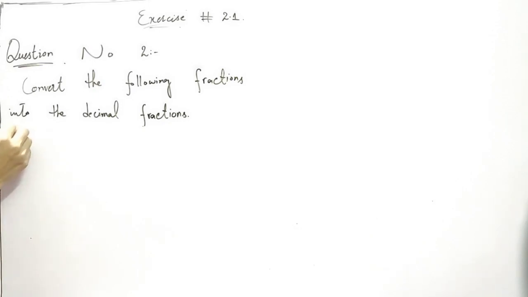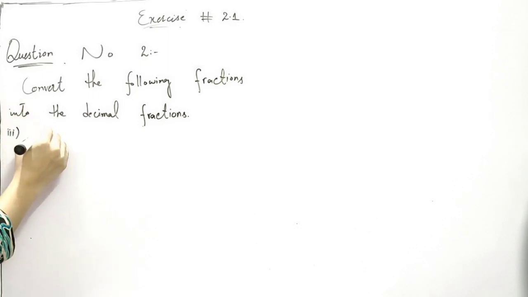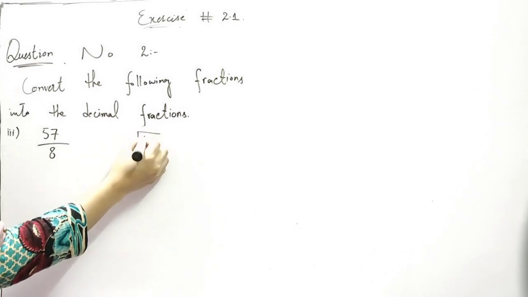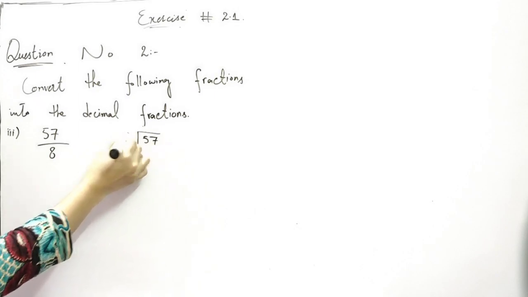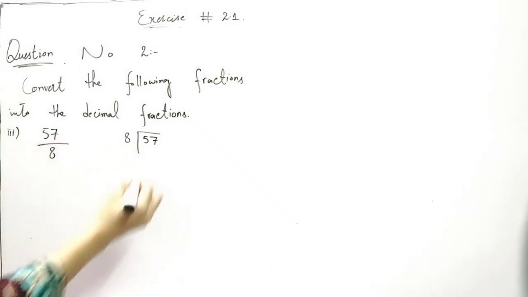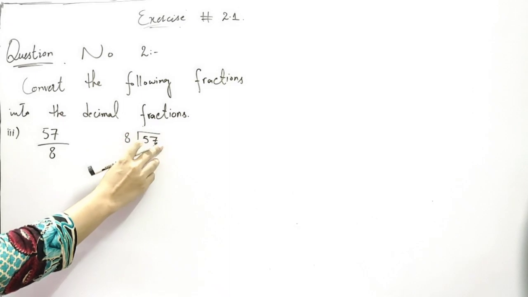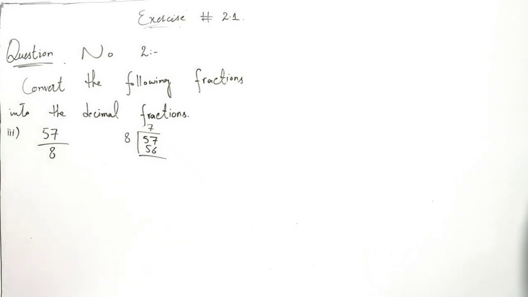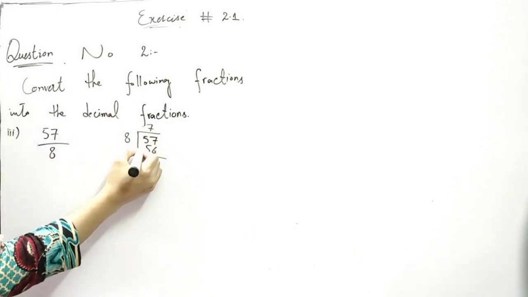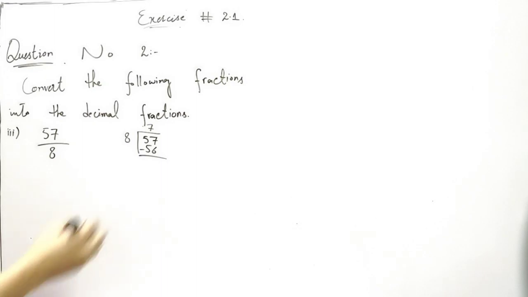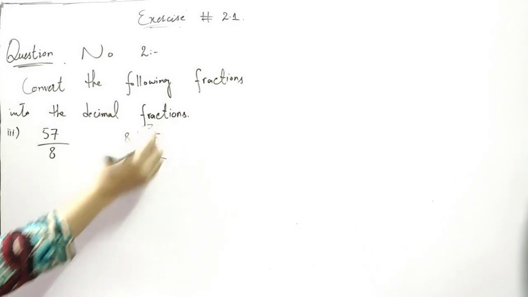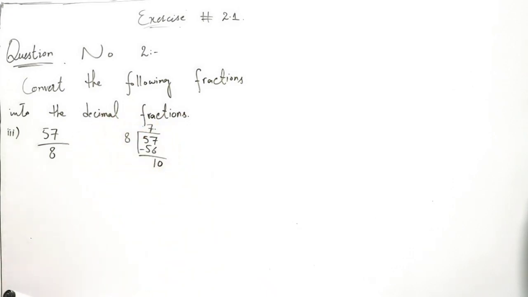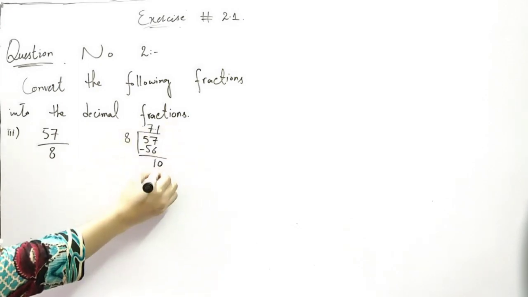Now we move toward the third part, and the third part is 57/8. Again put 57 under the division and 8 outside the division. So this is 57 and this is greater than 8, and we know that 8 7s are 56, and this is the lesser value than 57. So we can write 56. Now we will minus 56 from the 57. We will get 1. Now this one is less than 8, so we have to put point here, and here comes 0.